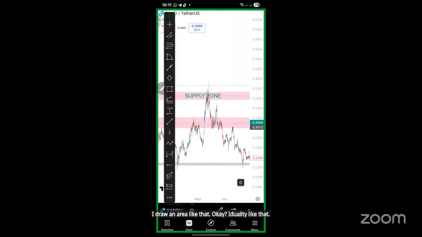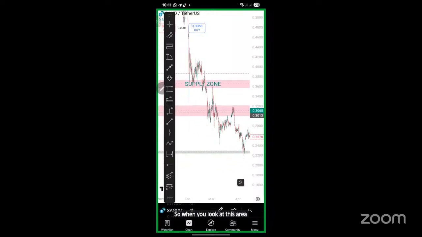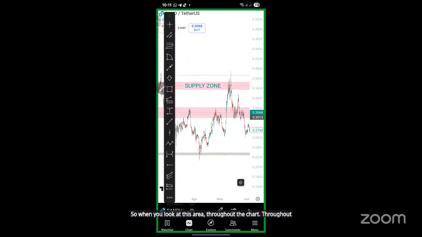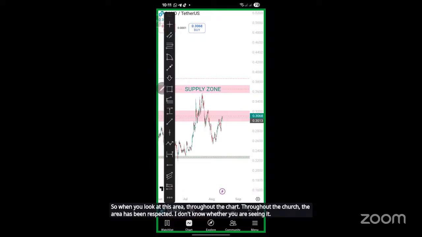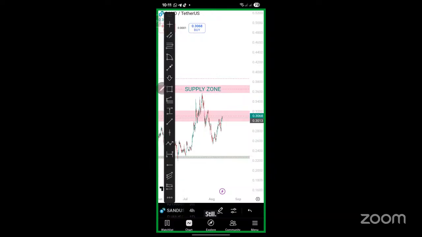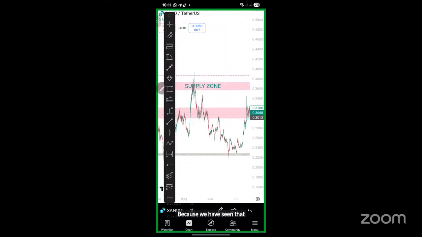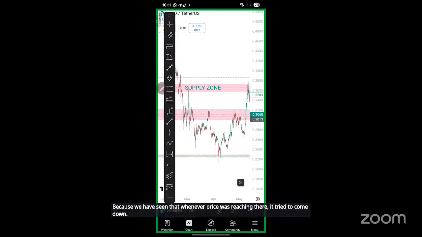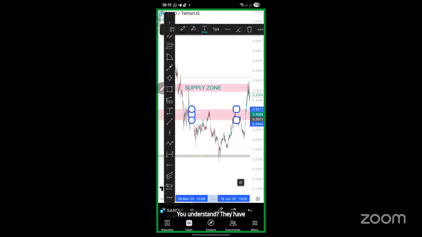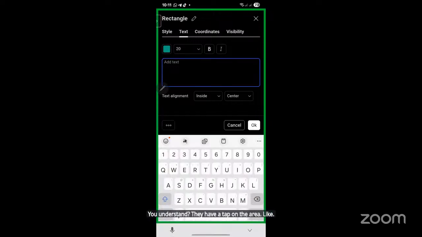So when you look at this area throughout the chart, the area has been respected. I don't know whether you are seeing it. Still, price is within this area, you never know. Price may bounce back or down, because we have seen that whenever price was reaching there, it tried to come down. You understand? Double tap on the area like this and name out the point of interest.